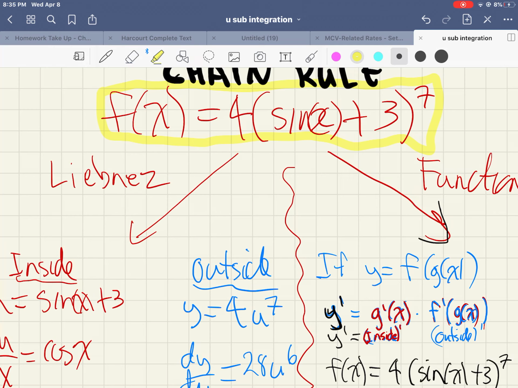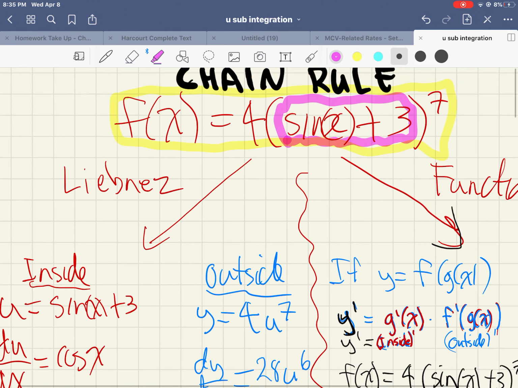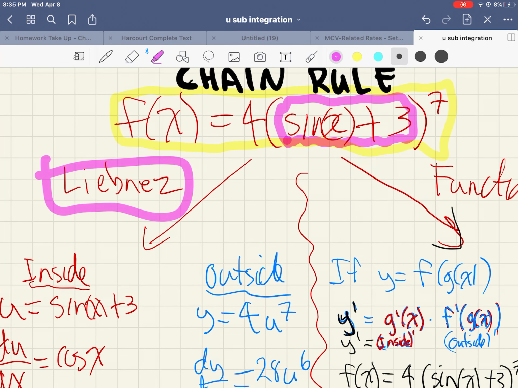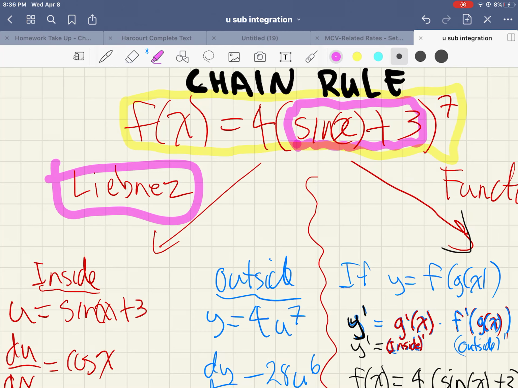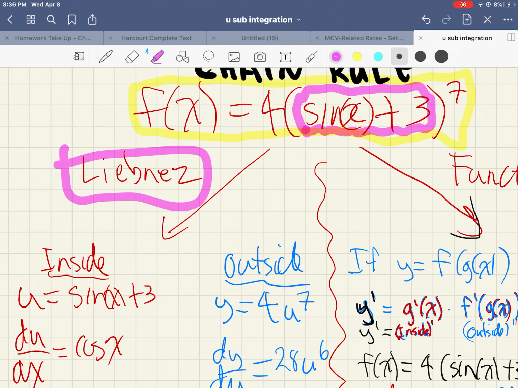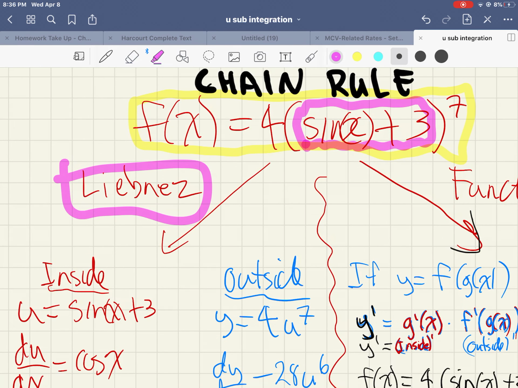So the chain rule. There's a function right there, 4 bracket sine x plus 3 to the 7th. And I think you're pretty familiar with that being our inside function, right? So the approach that we've used so far is what's called the Leibniz approach, named after the fellow that developed calculus along with Isaac Newton. Or maybe it's Leibniz. I would need one of my German students to pronounce it correctly for me. But we can tell that's a composition of functions. There's a function inside a function.